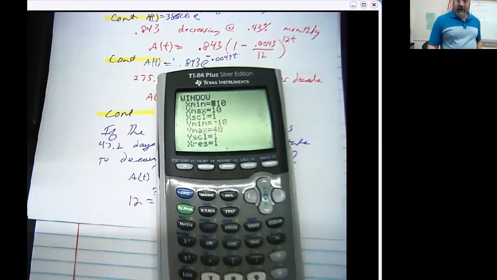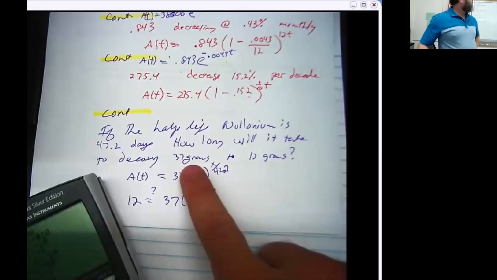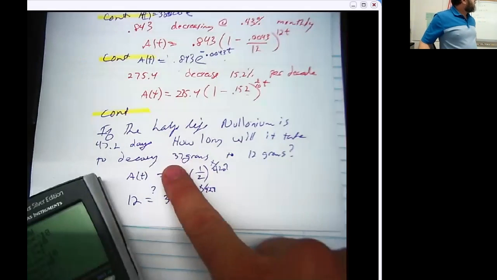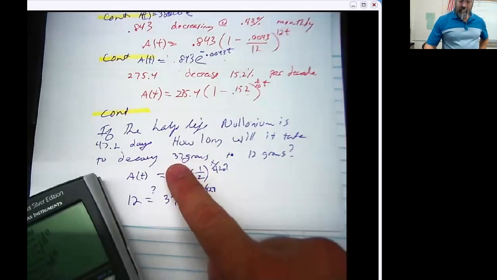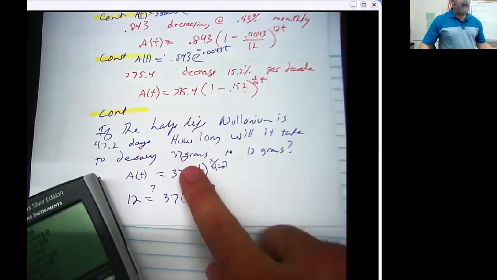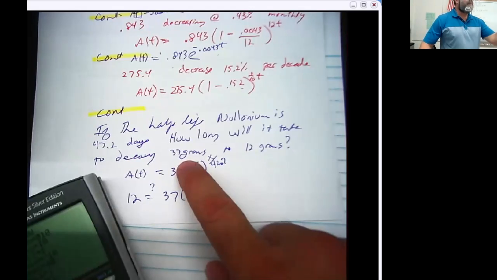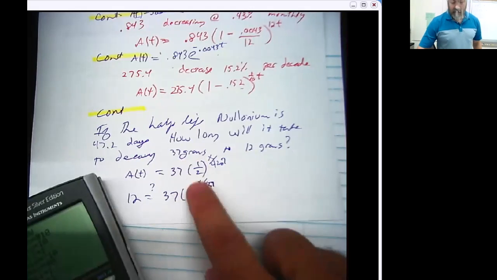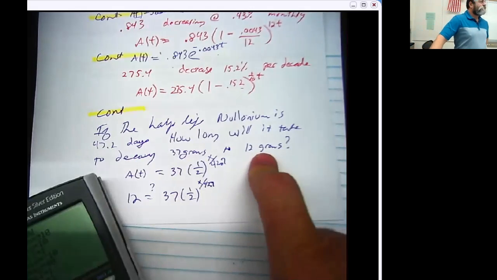Now, let's think about this for a second. Guys, what is one half-life? After 47 days, how much is going to be left of this 37 grams? Exactly half of it. So in 47 days, 37 is going to turn into about 18.5. Have I given it enough time? No, it's going to take a couple of half-lives, isn't it? It's going to take a couple of those.